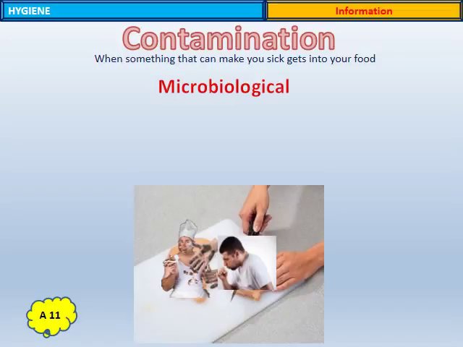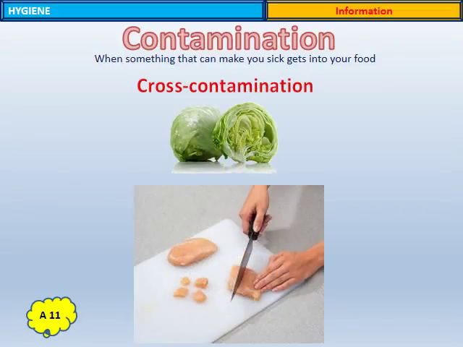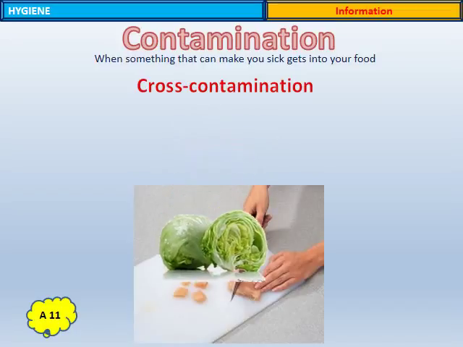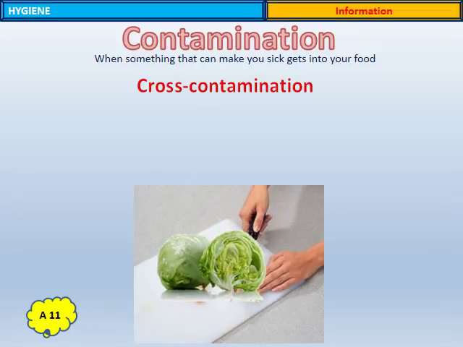Another way that microorganisms can be transferred to food is through cross-contamination. Cross-contamination is when bacteria is transferred from one place to another. An example of this is when a chopping board has been used to cut raw meats. Raw meats carry bacteria. If the chopping board is used to cut a ready-to-eat food, such as lettuce, without sanitizing the chopping board first, the bacteria from the chicken will cross to the lettuce.